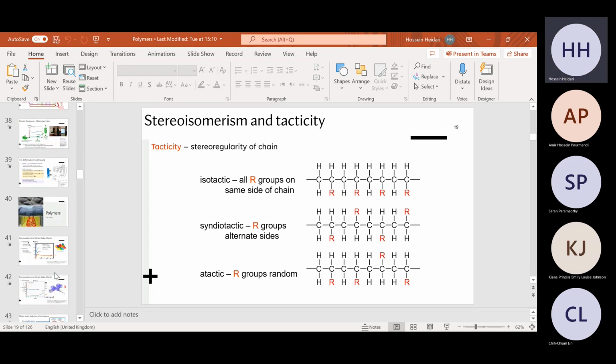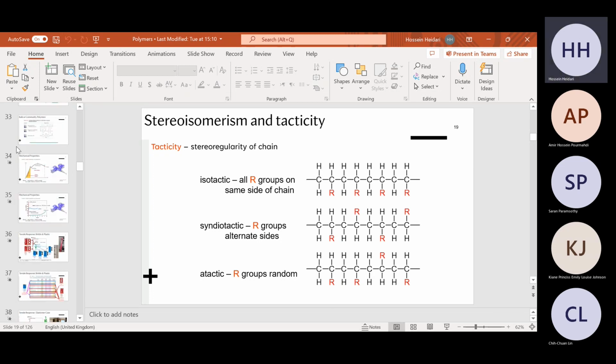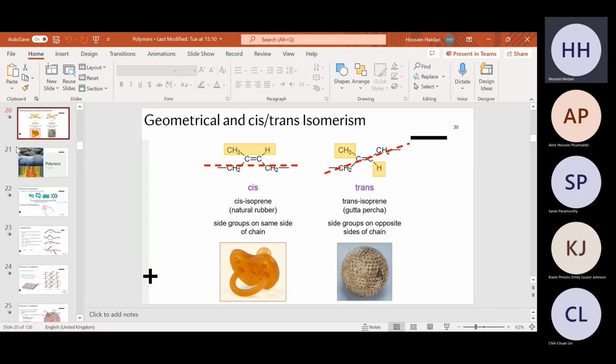So stereoisomers, they're very special. It's either that you've got all the side groups on one end, or you've got them alternating with a certain frequency, or you've got them randomly there. So it's all about the R side groups, okay? Then you've got the geometrical isomers that are very much different to this, where, if you've got the backbone, the side groups can all be on the same side.